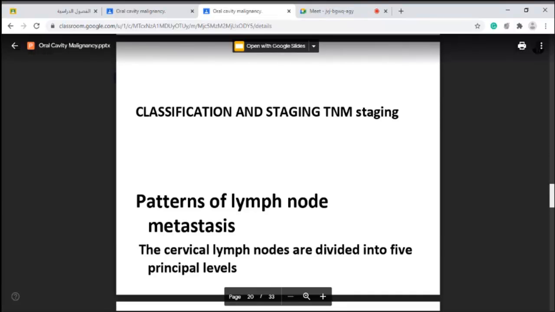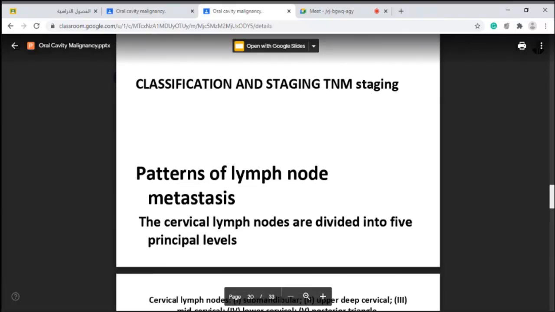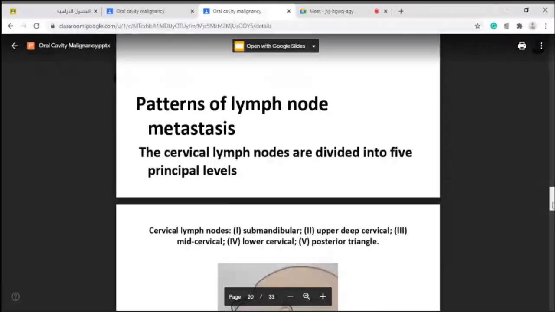And N for the lymph nodes, the cervical lymph nodes and the level of the lymph nodes involved, and M for distant metastasis. So TNM classification or staging of the patient is very important. T for the tumor, N for the lymph node, and M for the distant metastasis. For the pattern of lymph node metastasis, we have cervical lymph nodes divided into 5 principal levels.